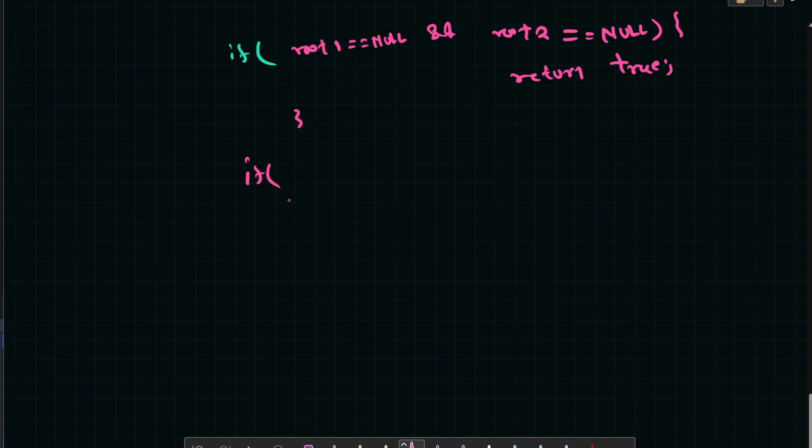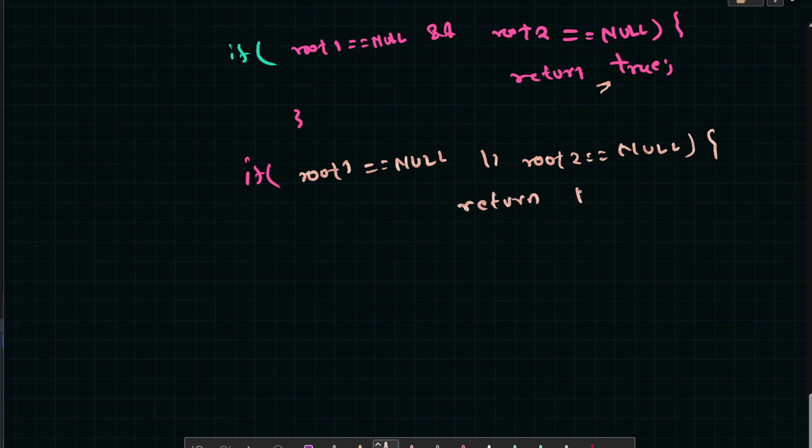Again, we simply check whether my root 1 is equal to null or root 2 is equal to null. Okay, just understand this line perfectly. I'm saying, does my root 1 is null or root 2 is null. If both are null, then definitely we can return true. But if any one is null and the other is not null, then we can simply return false. Don't move further. Okay, done.